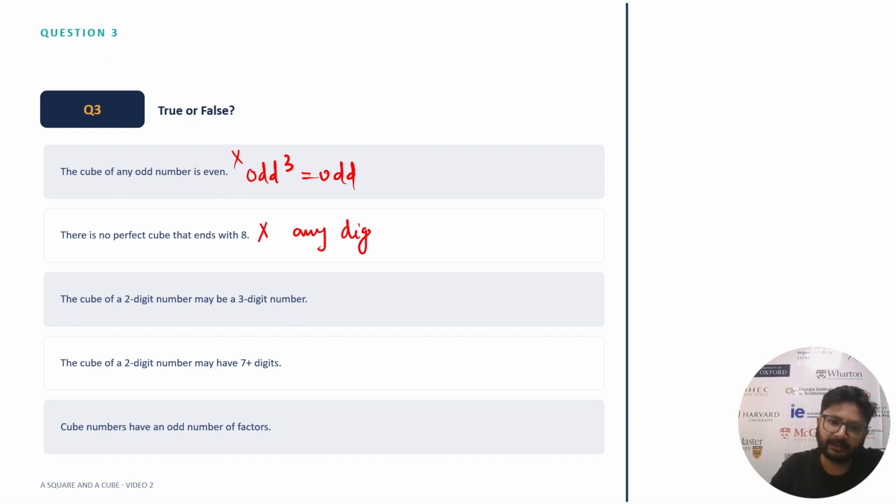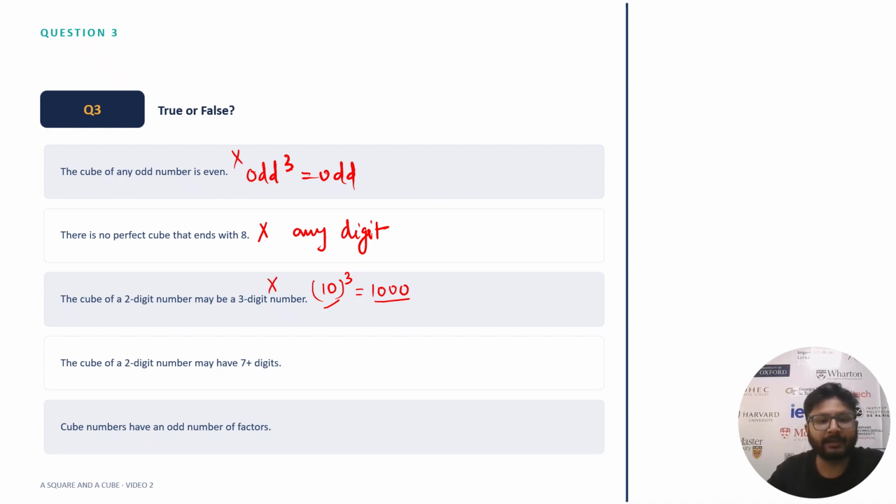Any digit. The cube of a 2-digit number may be a 3-digit number. Okay, it is also not possible, because even the smallest 2-digit number, let's say 10, if I cube it, it is a 4-digit number, right? So the cube of a 2-digit number can never be a 3-digit number. It has to be at least a 4-digit number. So this is again false.